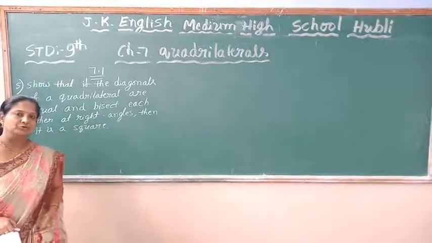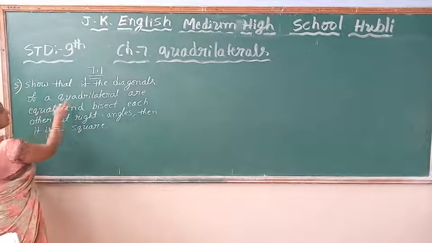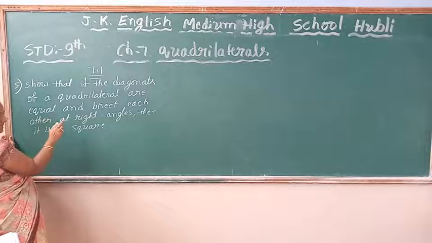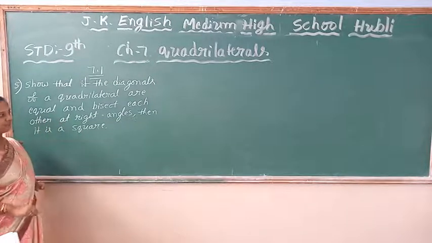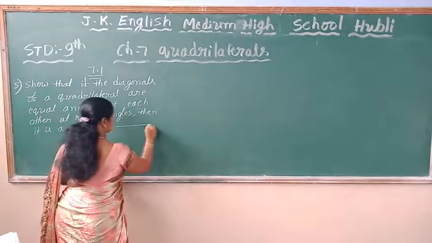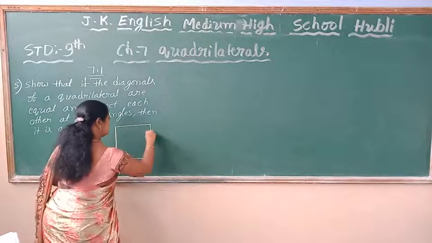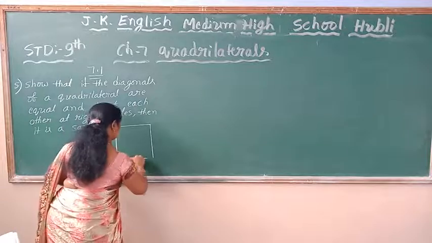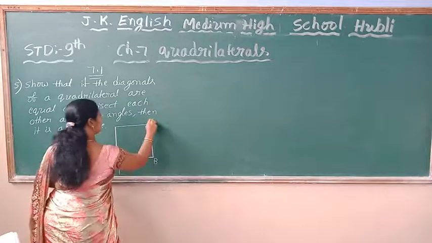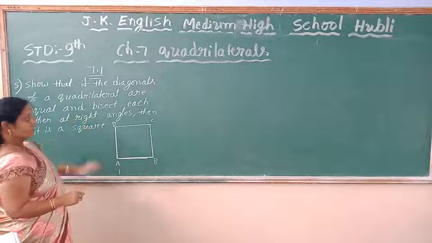Children, once again I am going to repeat this statement. Show that if the diagonals of a quadrilateral are equal and bisect each other at right angles, then it is a square. So for that, first I am going to draw one quadrilateral. This is a quadrilateral, ABCD is a quadrilateral. And the diagonals are equal, they give.